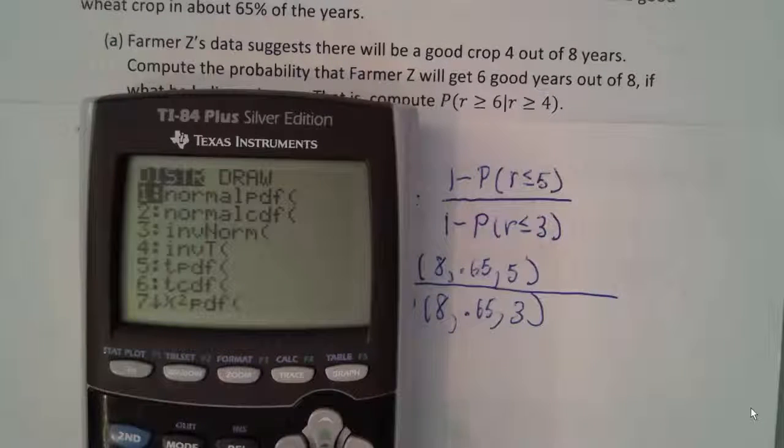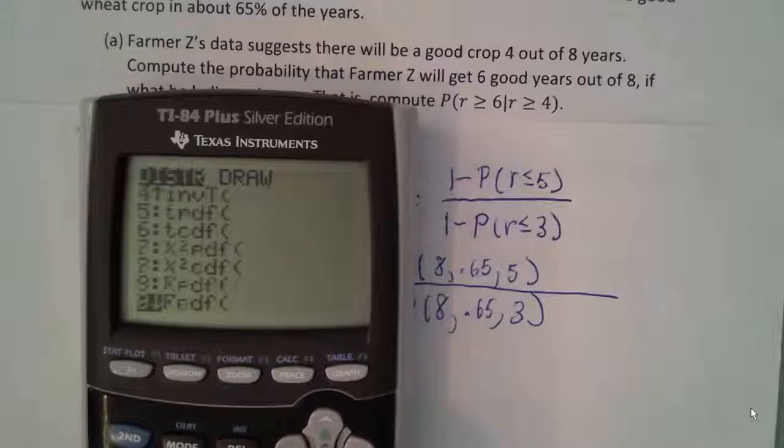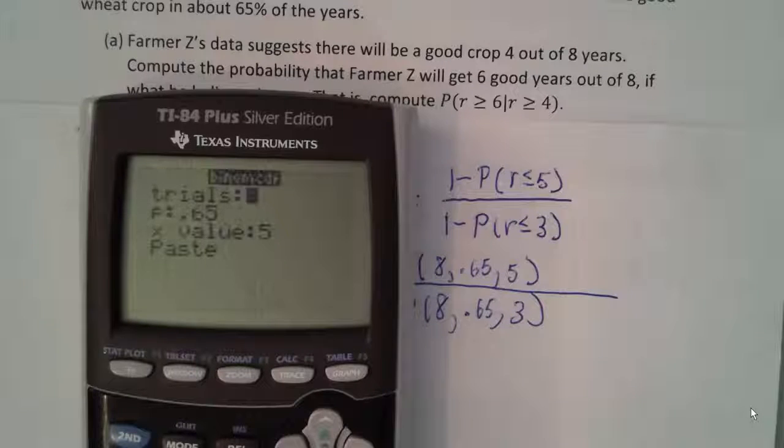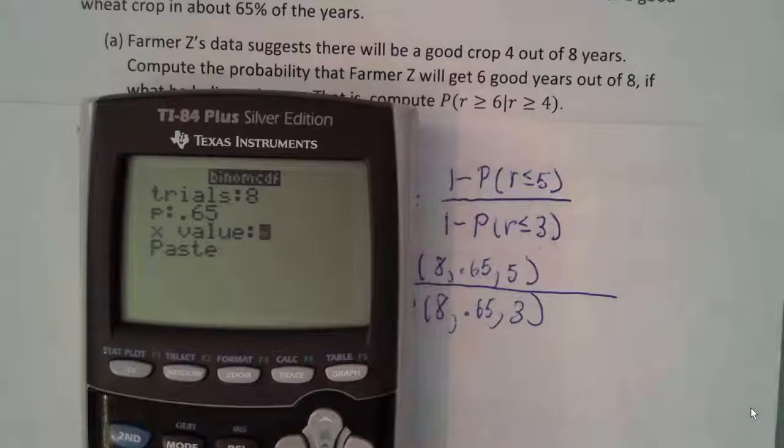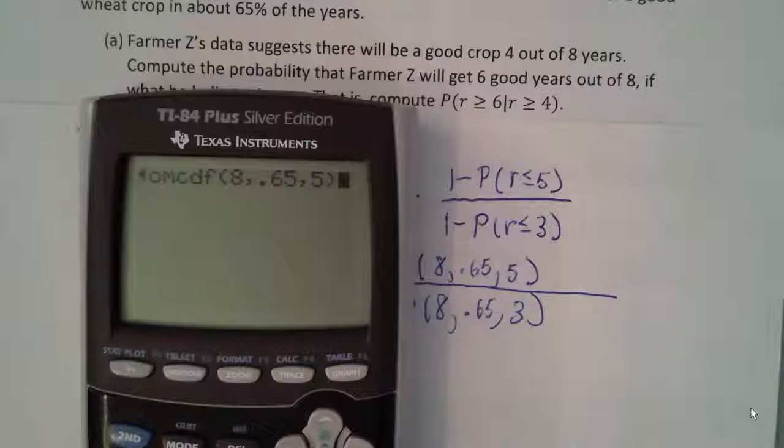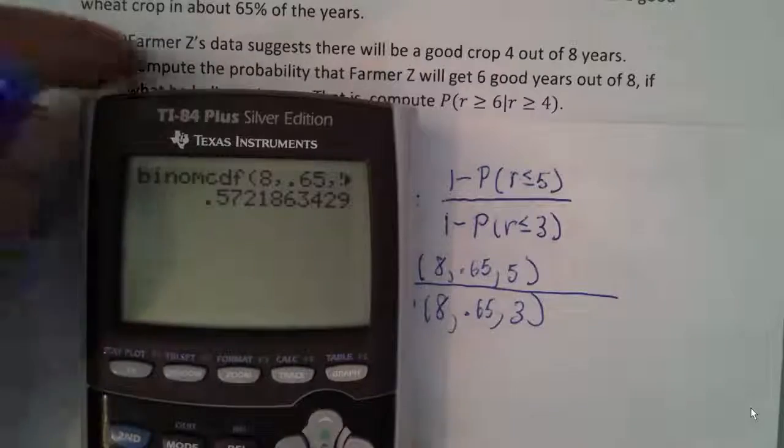Second distribution, scroll down to B, binomial CDF. I have 8 trials. Probability of success is 0.65. The first one I'm interested in here is 5 or fewer successes. So paste that in and compute. That is 0.572186.